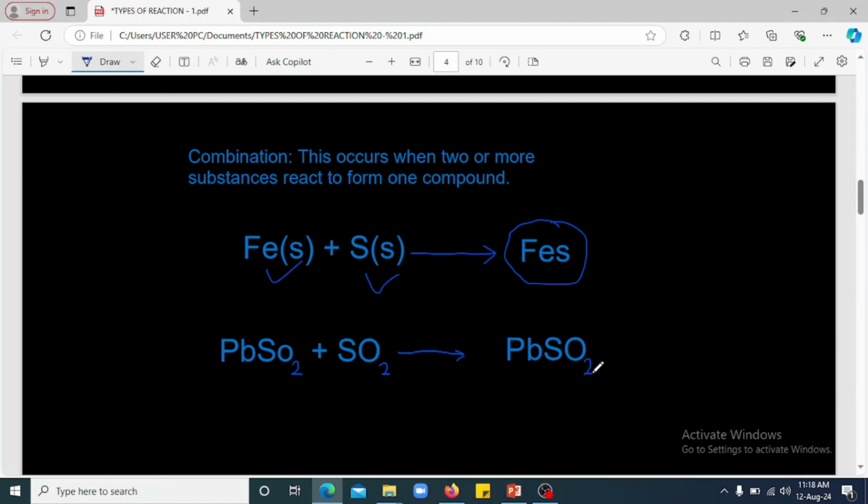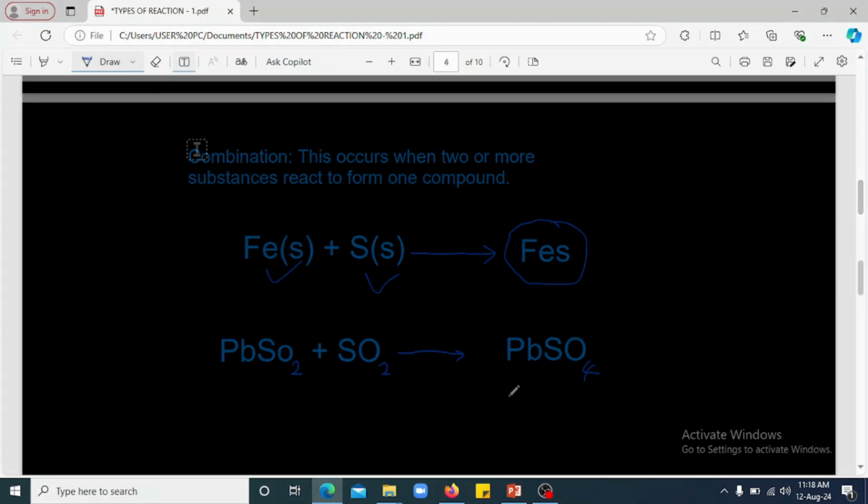Now here you have two compounds coming together to give, sorry, this should be 4. So two compounds coming together to give a larger compound. This is a combination reaction. What about decomposition? We've talked about combination.